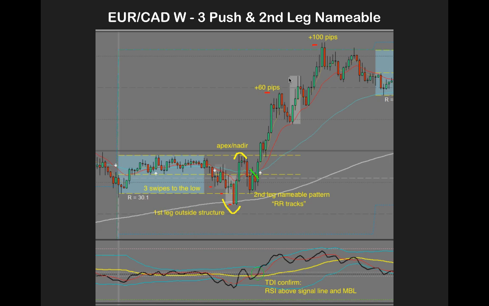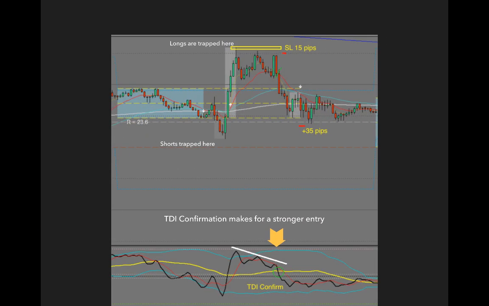Okay, so as you can see, all right. And if you took this trade and you held it, you would have gotten 60 pips, up here to this point, or if you even held it longer, you could have gotten 100 pips. Okay, so second leg W, EuroCAD with 3 pushes out of the Asian box. Okay, second leg nameable pattern with all our confirmations. Okay, let's look at another example.